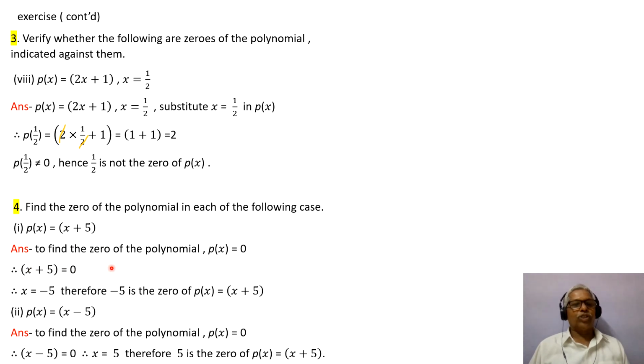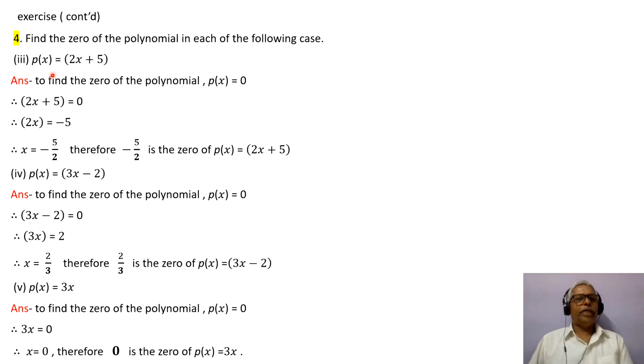Answer: to find the 0 of the polynomial, px should be equal to 0. So we have to directly make this 0, x plus 5 is 0. If you solve this, you get x equal to minus 5. Therefore, minus 5 is the 0 of px, which is equal to x plus 5. Very simple. Second one, px equal to x minus 5. Answer: to find the 0 of the polynomial, px equal to 0 or x minus 5 is equal to 0. If you solve this, you get x equal to 5. Therefore, 5 is the 0 of px, which is equal to x minus 5. Very simple.